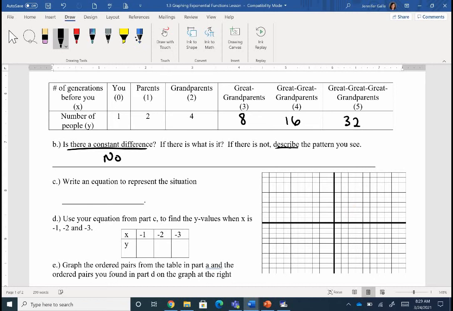What's the pattern you see? Take a second, write it down. What's the pattern? How do we get from you to your parents to the grandparents to the great-grandparents? What's the pattern that we see? Yep, we're multiplying everything by 2.